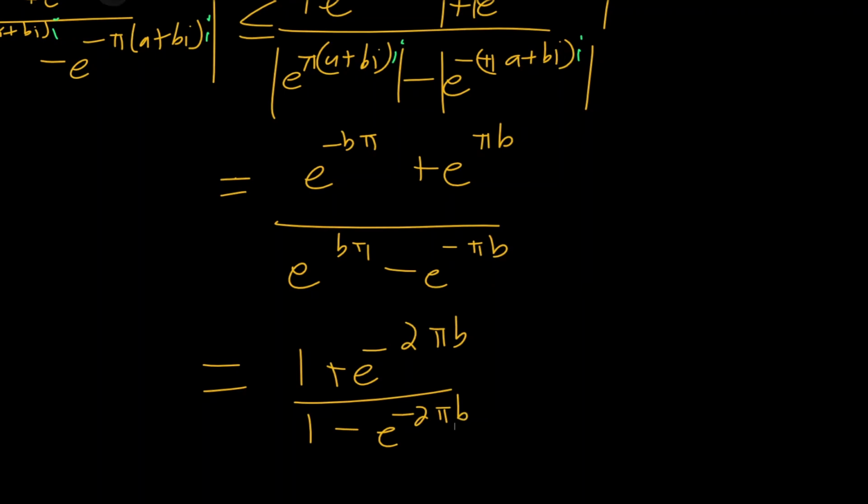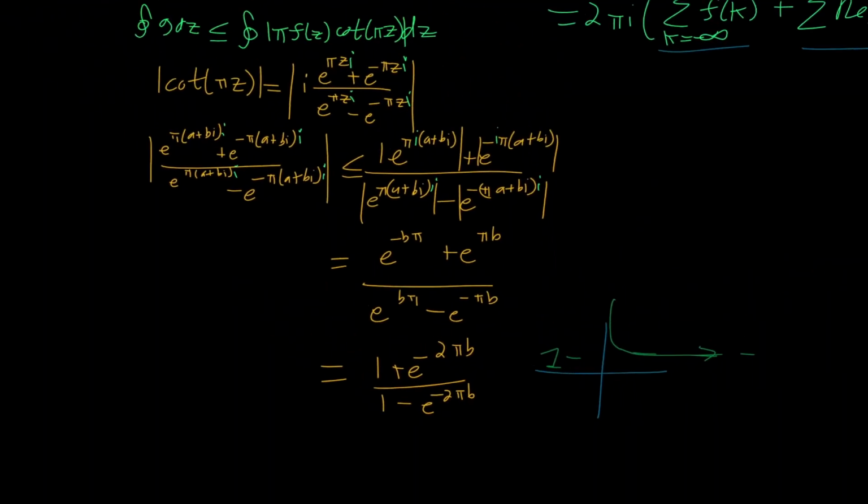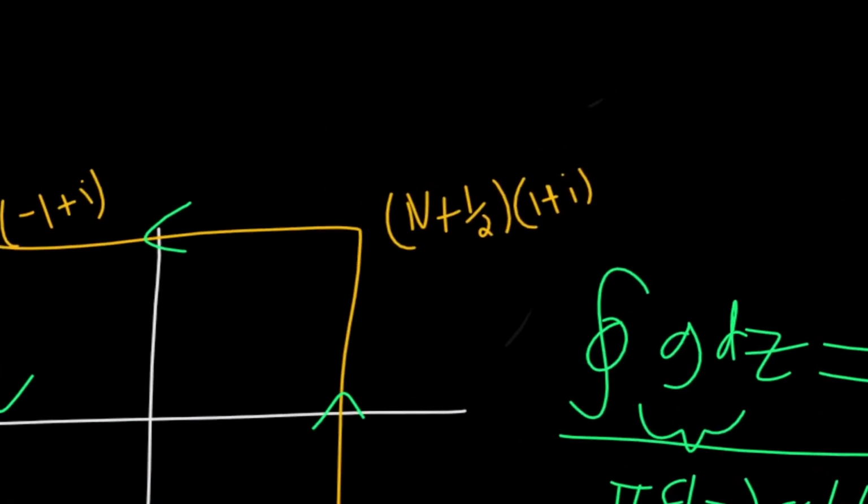Now, here's an interesting note about this function right here. This function actually looks like this for positive real numbers. And it's going to continue that way, and there is a horizontal asymptote at 1 actually. And the reason why this is important is because for our contour, what is the smallest b can be? Well, if we go back up here, the smallest b can be is just 1/2, because you'll see here, just take this point for example.